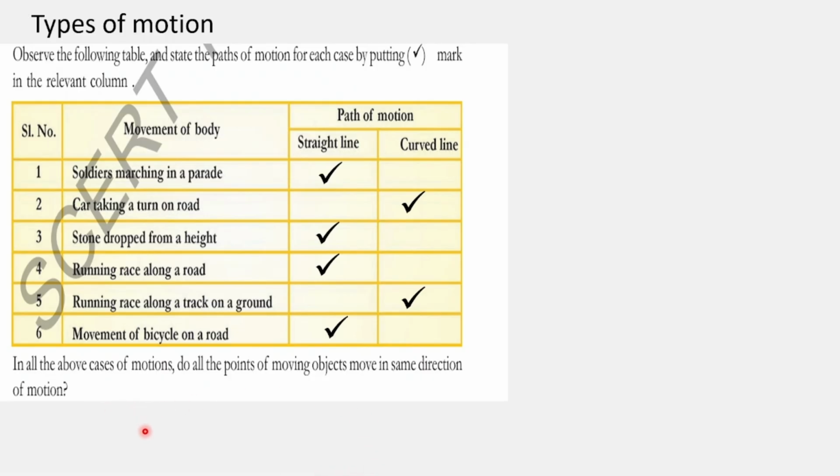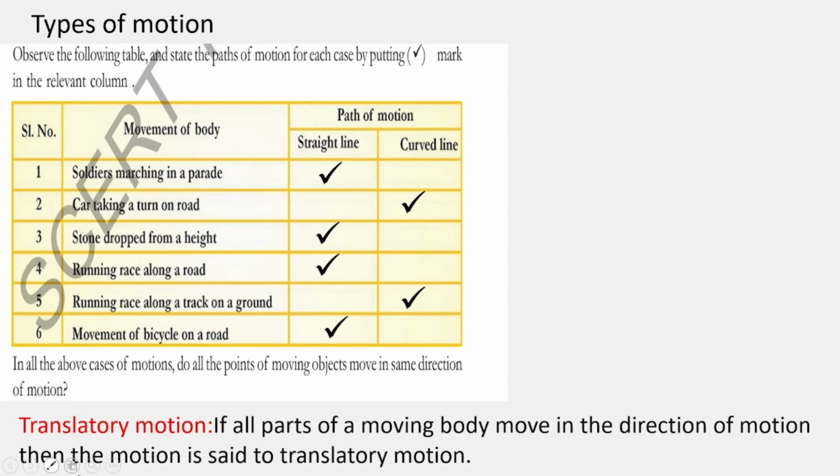In all the above cases, all the points of the moving object move in the same direction as the motion. So all the body parts of the moving object will go in the direction of motion. Such type of motion is known as translatory motion. If all parts of a moving body move in the direction of motion, then the motion is said to be translatory motion. So all the above examples are translatory motion only.